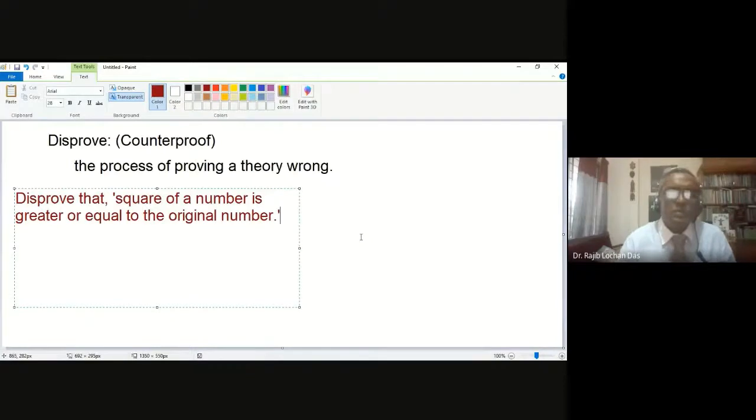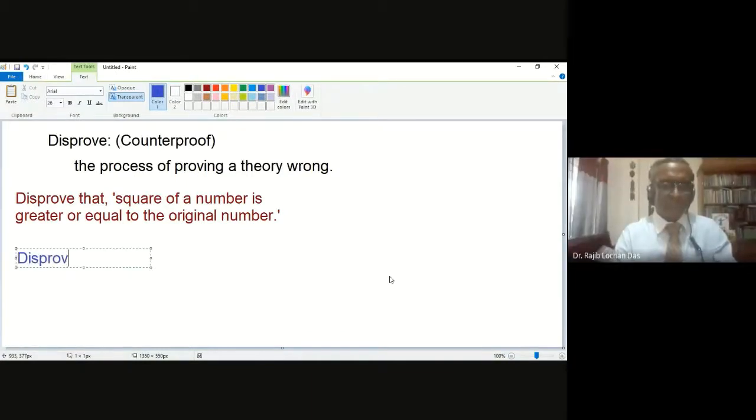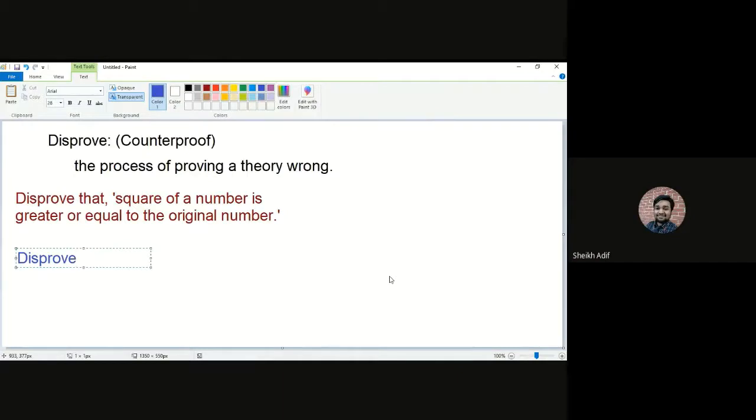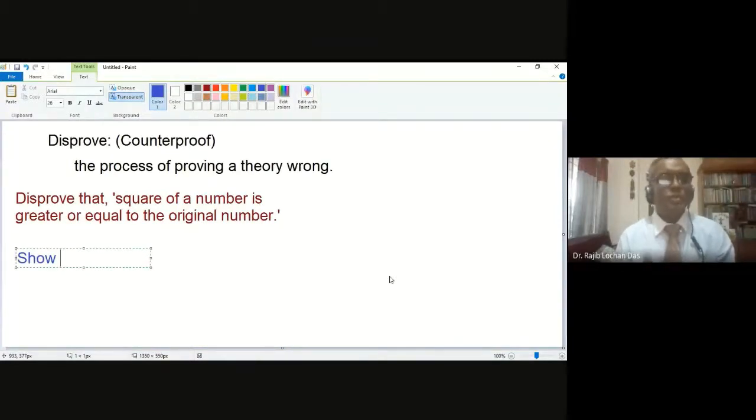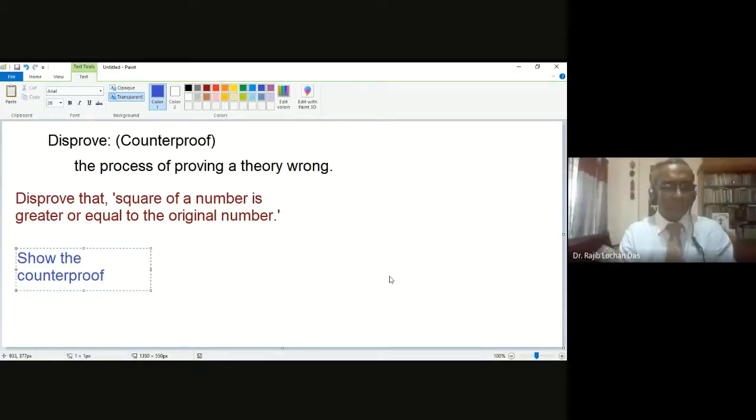Is that okay? Do you understand my question? Yes. So is it correct? No, sir, it's not correct, sir. So how can you show that it is not correct? How can you show that? Sir, if I do 0.5 square, then the number is... Yes, yes, that is the point. So this theory is not correct actually. How is it not correct? You will give an example. If you take the example of 0.5, that will be the proof that the theory is wrong. So this is called disprove.